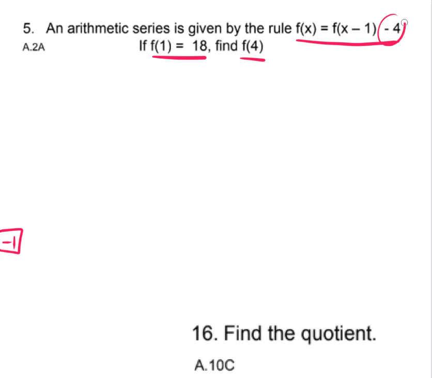So let's point out some important parts. This negative 4 right here is going to be my rule. In other words, what we're doing for each jump is we're going to subtract 4. So every time I jump to the right, I'm going to subtract 4. All right? Now, it tells me my first term is 18. So I'm just going to go ahead and make an f of 1.